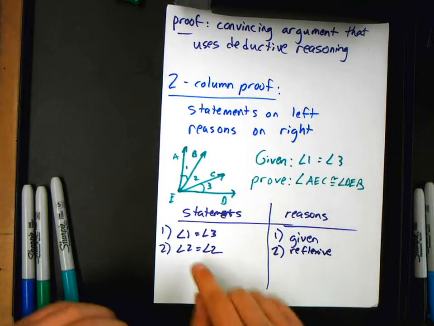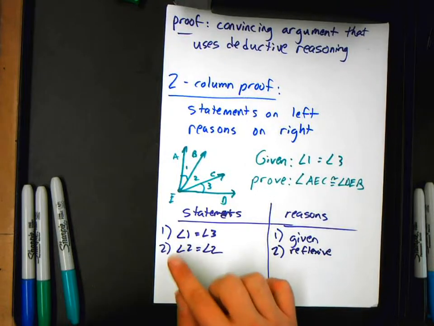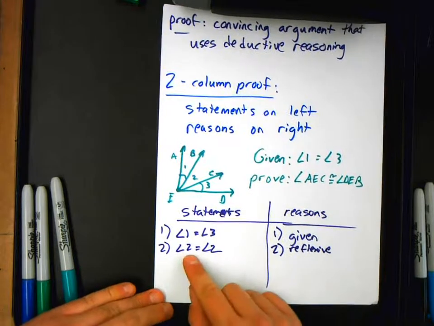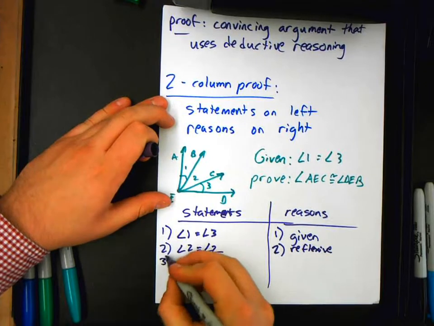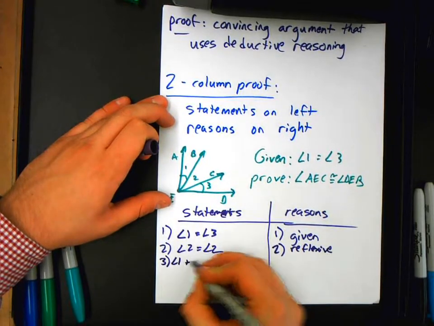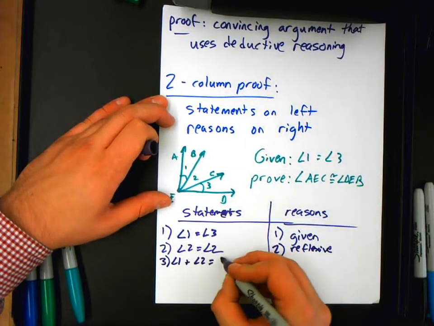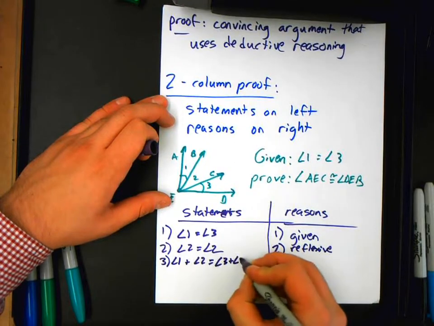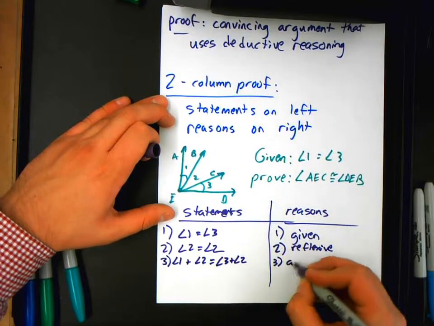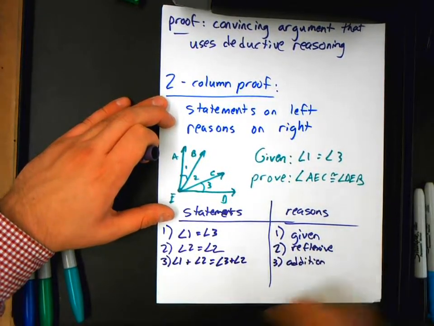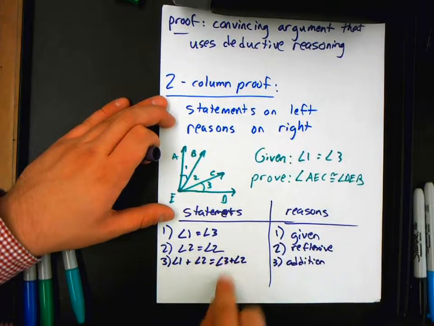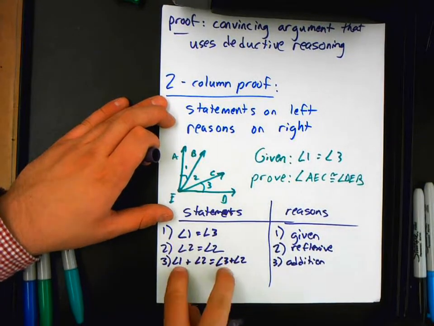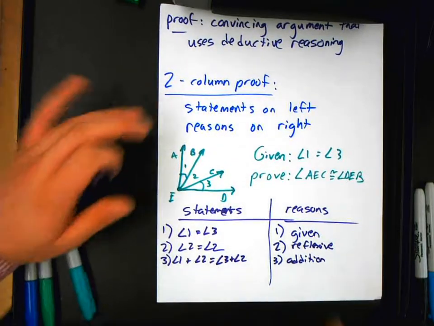Since angle 1 is equal to angle 3, I can take each of those and add angle 2 to the opposite side of this equation. So my next statement could be angle 1 plus angle 2 is equal to angle 3 plus angle 2. And this is the addition property. Taking one thing and adding it to the other side, but since they're equal, I can do that without them being the exact same thing.